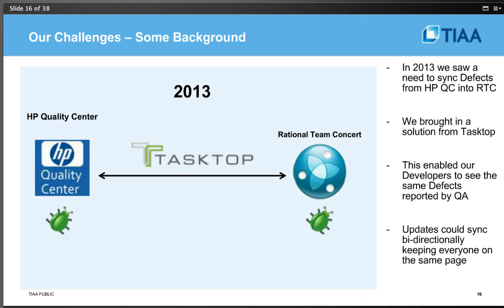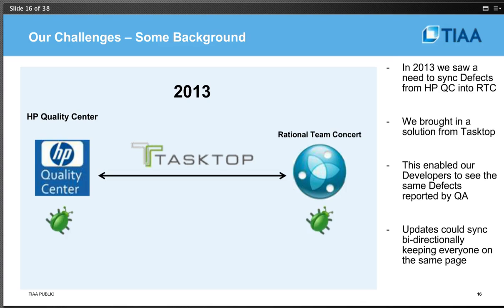All right, so I'll cover just a little bit of background on our specific tool sync. In 2013, we saw a need to start synchronizing defects, and at that time, we were using HP Quality Center for our QA organization, and our developers were using Rational Team Concert, RTC. We recognized right away there's a need. QA is reporting defects, Dev needs to see those defects, Dev doesn't want to have to log into Quality Center, maybe we don't want to give them licenses, maybe licenses are an issue. We want them to see that same defect in RTC.